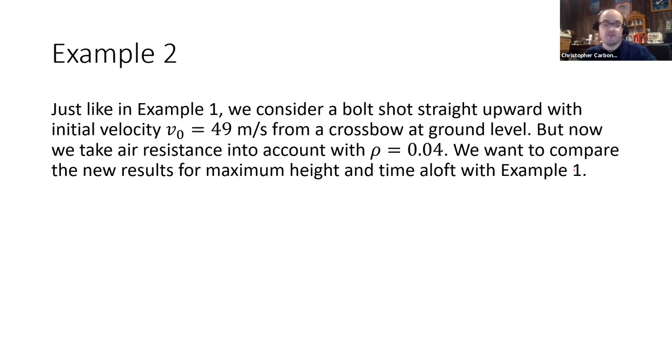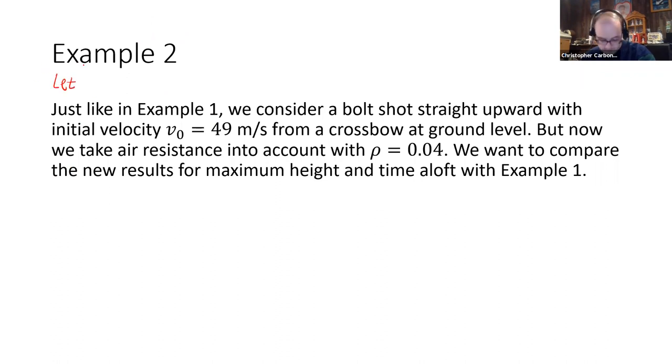So, for example, as we were just recently talking about from example one, let us consider a bolt shot straight upward with initial velocity v₀ = 49 meters per second from a crossbow at ground level. But now we take air resistance into account with ρ = 0.04. And we want to compare the new results for the maximum height and time aloft with example one.